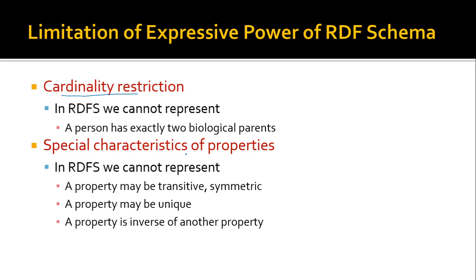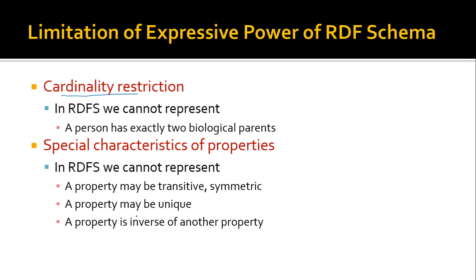For example, as we have mentioned in the earlier example, has ancestor is transitive, right? Or say parallel to each other, that is a kind of symmetric property. A property can be unique. The value that a property can take for one subject has to be defined as unique, which is not really possible with RDFS.